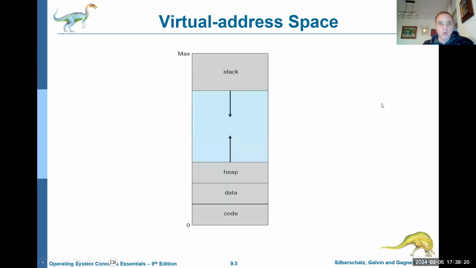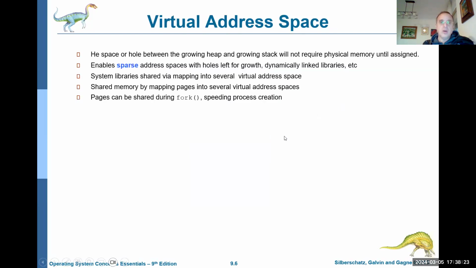The space or hole, this blue area between the growing heap and the growing stack, will not require physical memory until it is assigned. In other words, I could say this program is going to be 6 megabytes. But some of that is for the heap. Since the heap hasn't been assigned yet, those sections won't even be on disk. They won't be anywhere until I create them. This enables a sparse address space with holes left for growth.